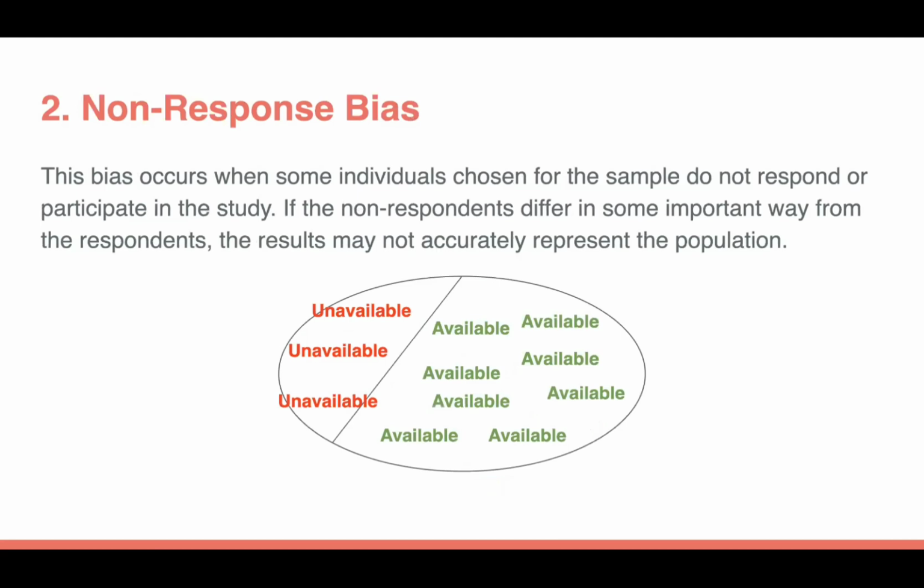Non-response bias. This bias occurs when some individuals chosen for the sample do not respond or participate in the study. If the non-respondents differ in some important way from the respondents, the results may not accurately represent the population.